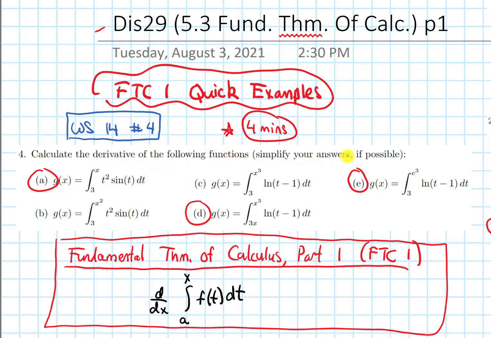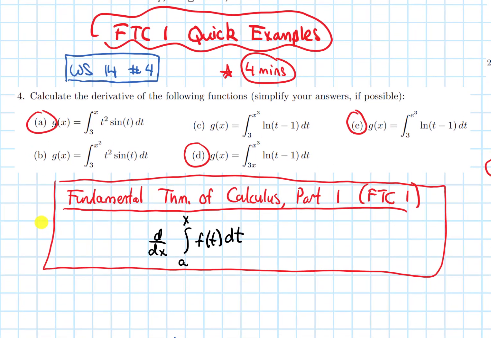So this is problem number 4 from worksheet 14, and I want to calculate the derivative of the following functions and simplify your answers if possible. So we will look at parts A, D, and E of this example. But before we do that, I just want to recall what the fundamental theorem of calculus part 1, or the FTC part 1, just to abbreviate it, I will write FTC 1, says.